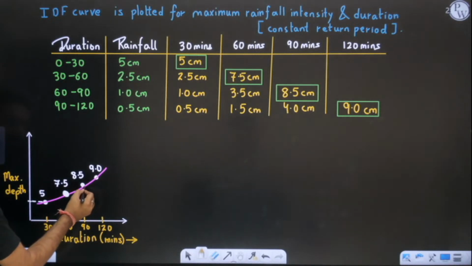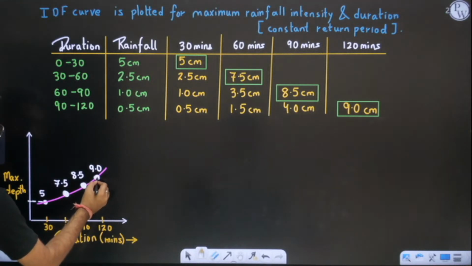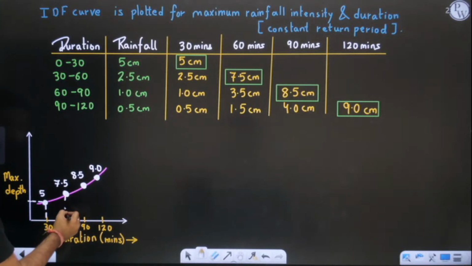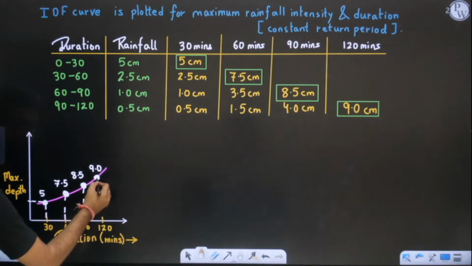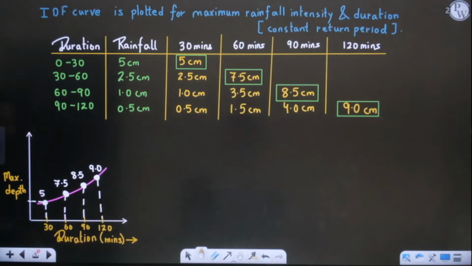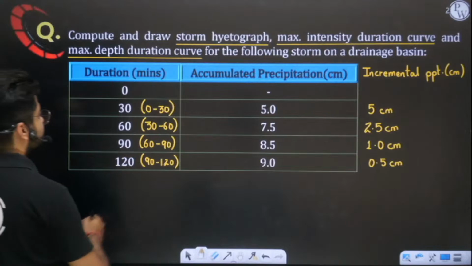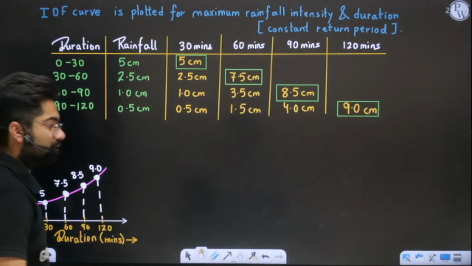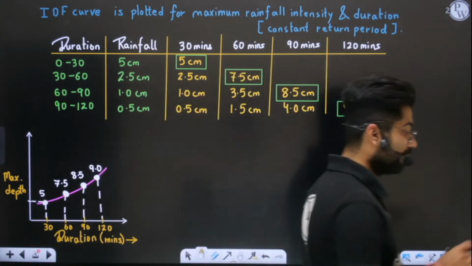Okay, so I hope all these points are very clear to you. So this is your maximum depth duration curve, which has been asked in the question. I hope this maximum depth duration curve is clear to you. Clear? Now at last we have to draw the maximum intensity curve.